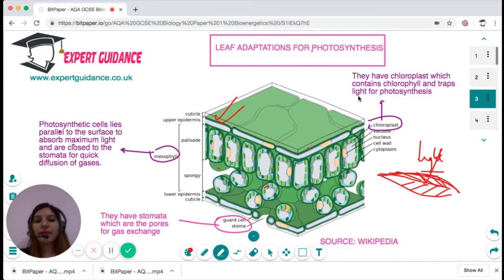On the other hand, they are packed with chloroplast and chlorophyll that can trap maximum light for photosynthesis. They require carbon dioxide and they leave oxygen. So for a gas exchange, they have air pores in it called the stomata. The stomata have the guard cells which open and close to trap and exchange the gases. Next, the photosynthetic cells, can you see, they just lie at the surface so that they can use the maximum light possible for photosynthesis. So they can ask you in the exam, what are the different adaptations a leaf has for maximum photosynthesis? So make sure you remember them well.